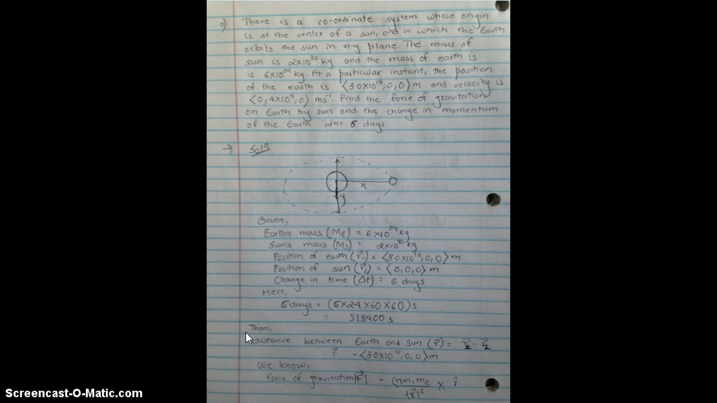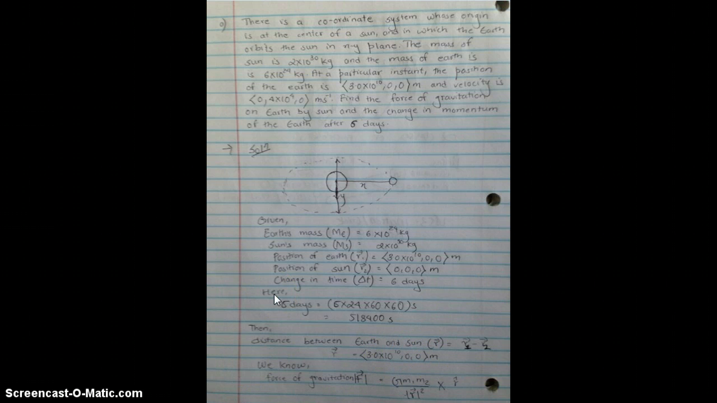So first let's convert 6 days into seconds. That would be 6 into 24 into 60 into 60. That would be 518,400 seconds. And now let's find the separation between earth and sun. So when we subtract the position of the sun from the earth, we get the separation, r2 minus r1, to be 3 into 10 to the power 10, comma 0, comma 0 meter.